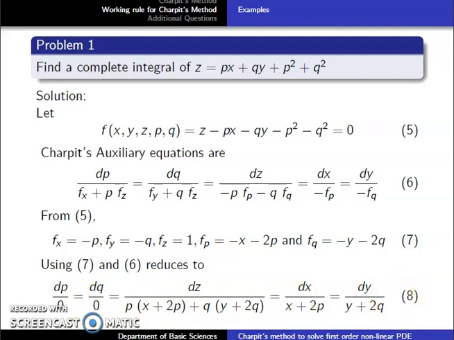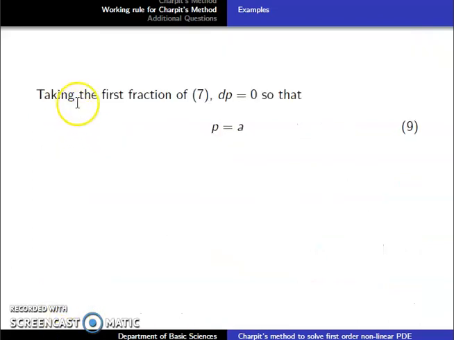Say k. Then we can write dp by 0 is equal to k. So we can write dp is equal to 0. So taking the first fraction of 8, we get dp is equal to 0. So integrating, we get integral dp is p is equal to integral of 0, that is a constant. The constant is taken as a, so we get p is equal to a. Let us choose this as equation number 9.